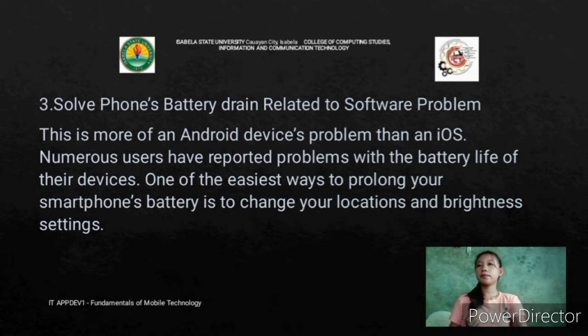Next, cell phone battery drain related to software problems. This is more of an Android devices problem than iOS. Numerous users have reported problems with the battery life of their devices. One of the easiest ways to prolong your smartphone's battery is to change your location and brightness settings.